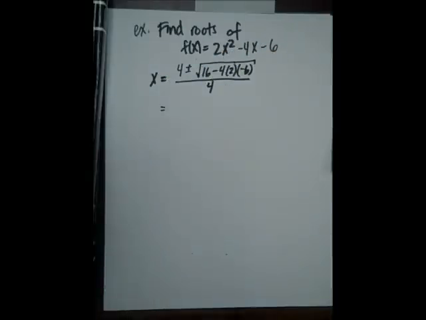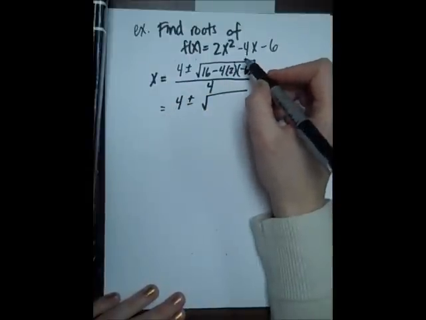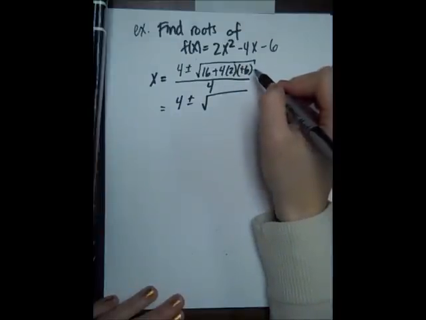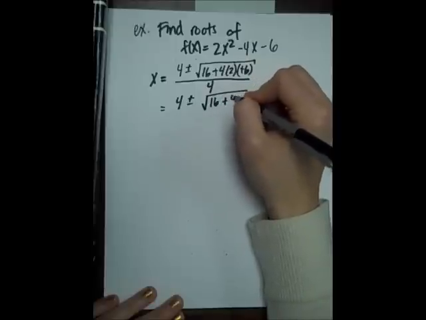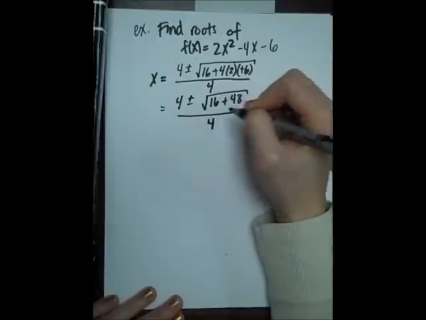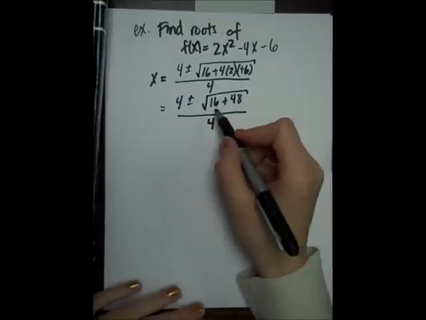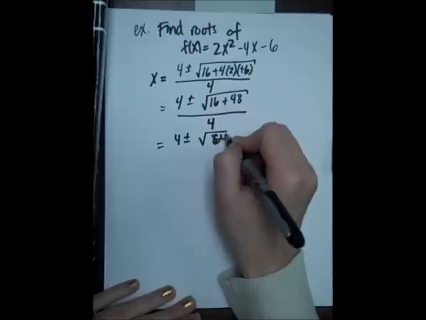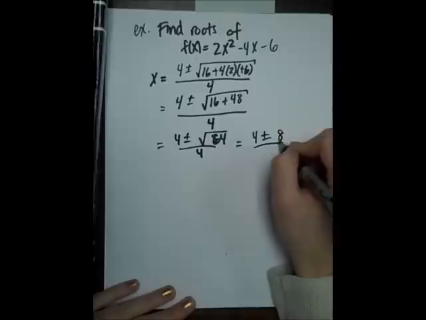Now we're going to need to simplify this a little bit. So I get 4 plus or minus the square root. First of all, the negatives are going to cancel, so let's go ahead and do that. Then I have 2 times 6 is 12, 12 times 4 is 48. So I'll have 16 plus 48 all over 4. And what happens when I add these two? 16 plus 48 is going to be 64. So 64 is under my radical. The square root of 64 is 8, so I get 4 plus or minus 8 over 4.